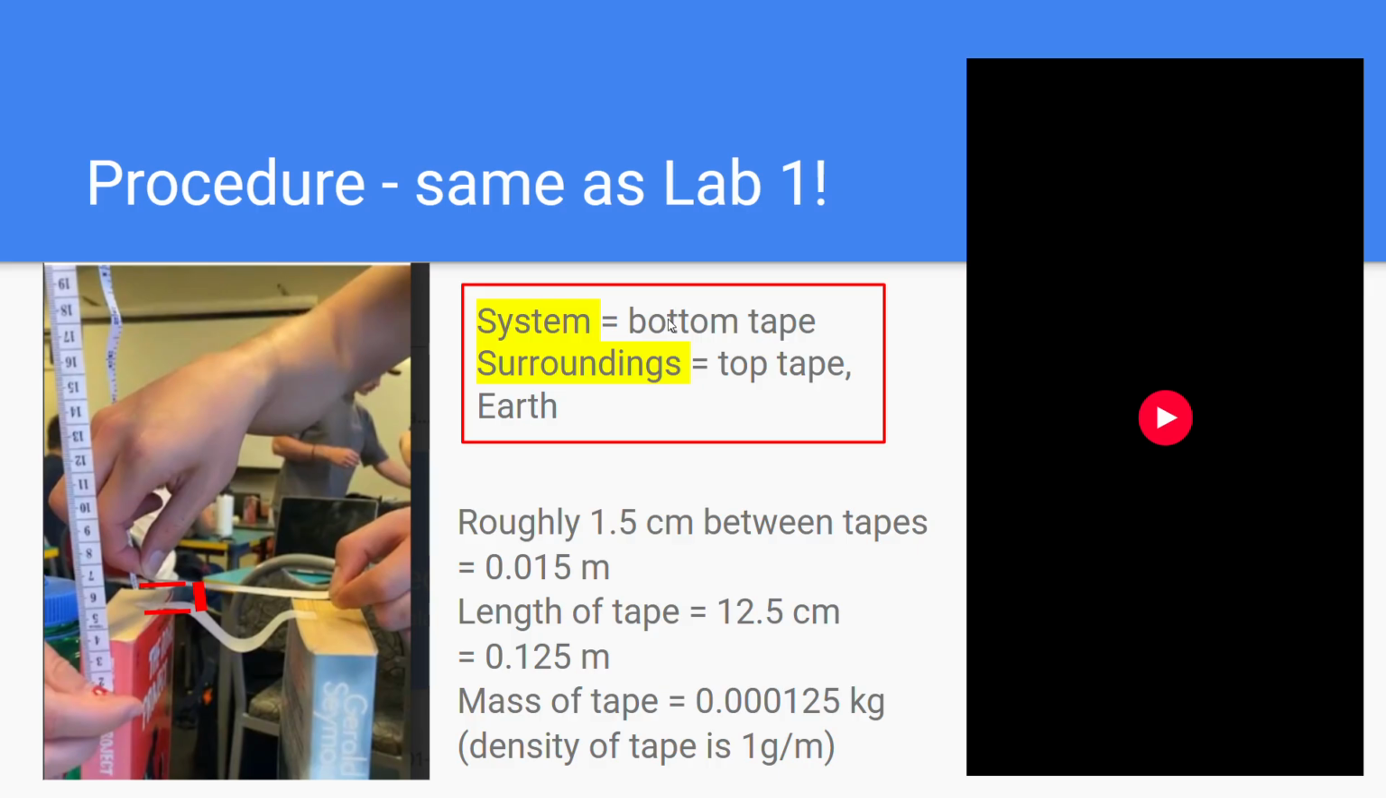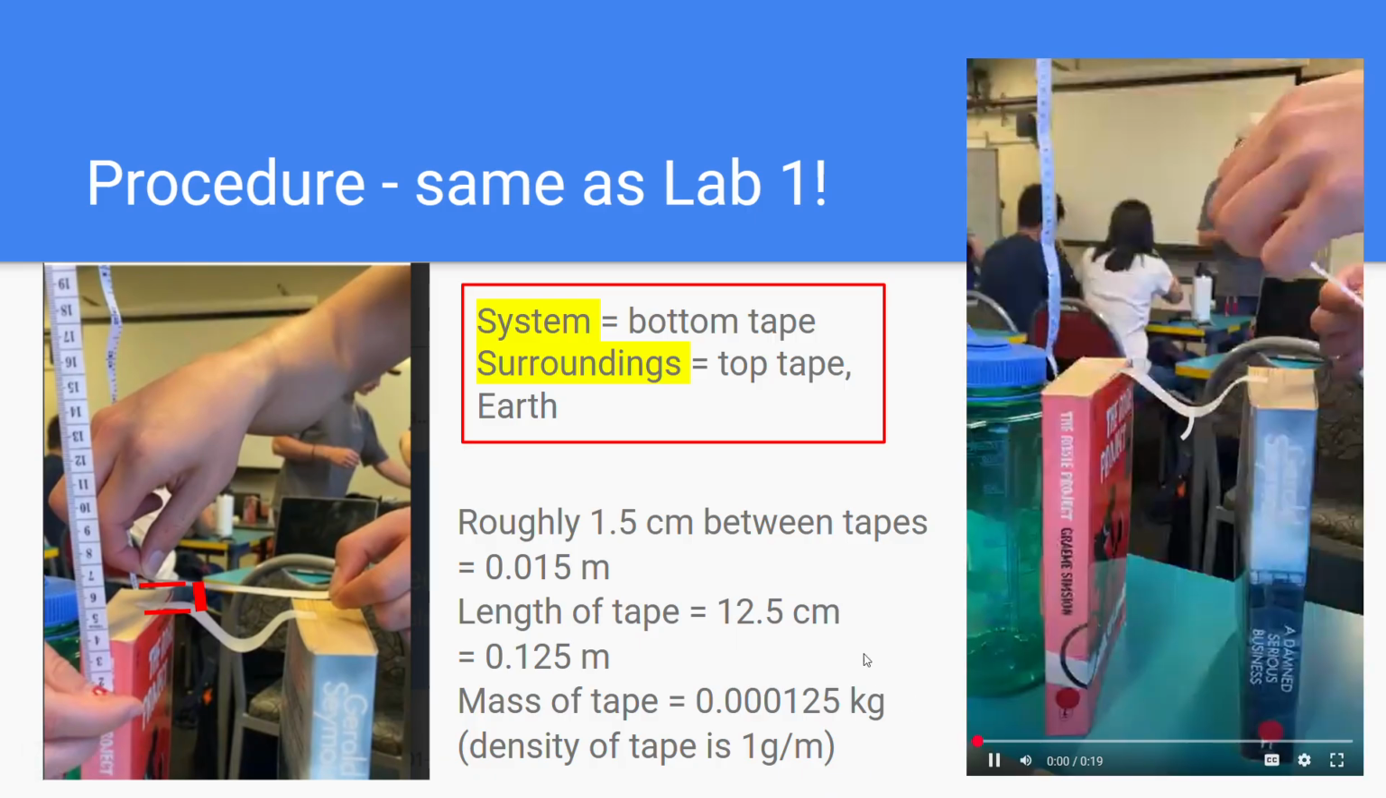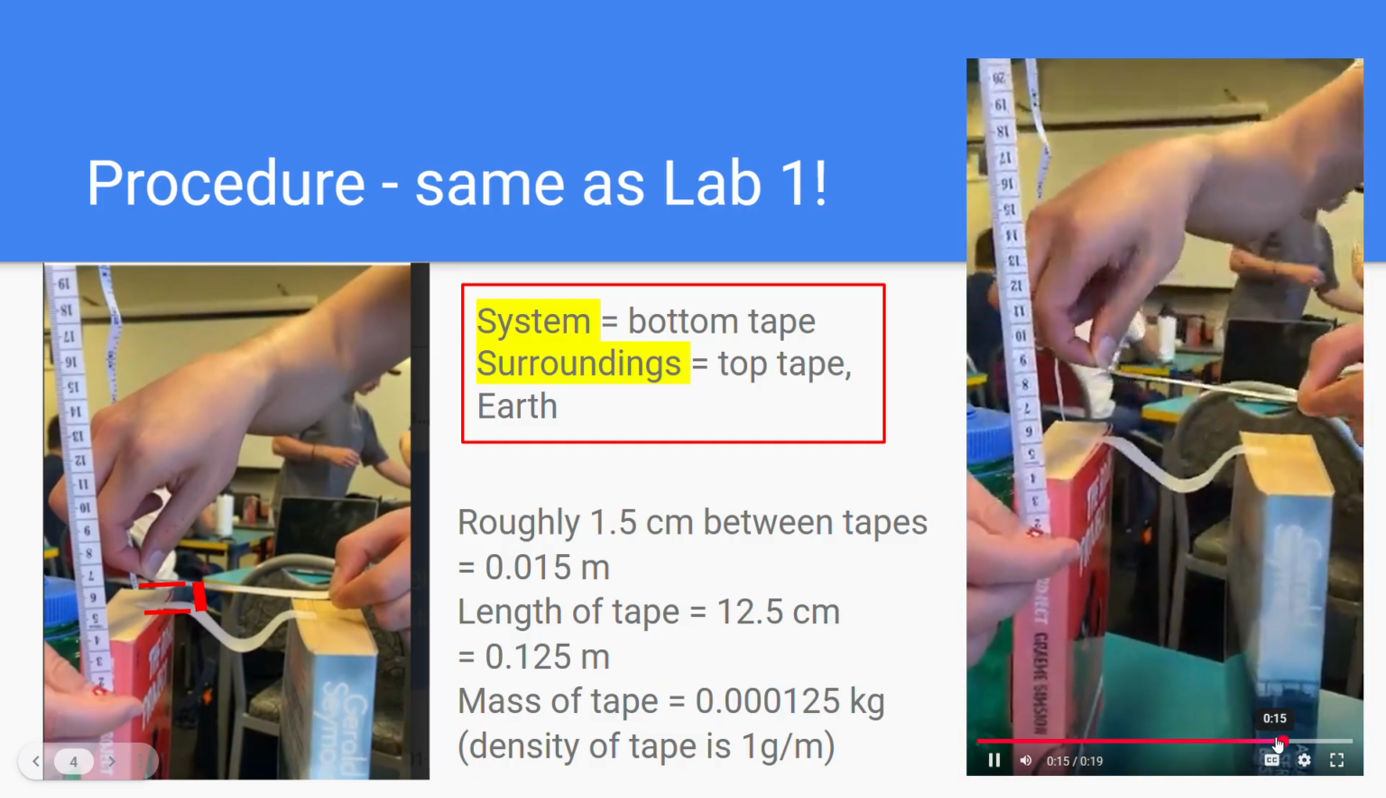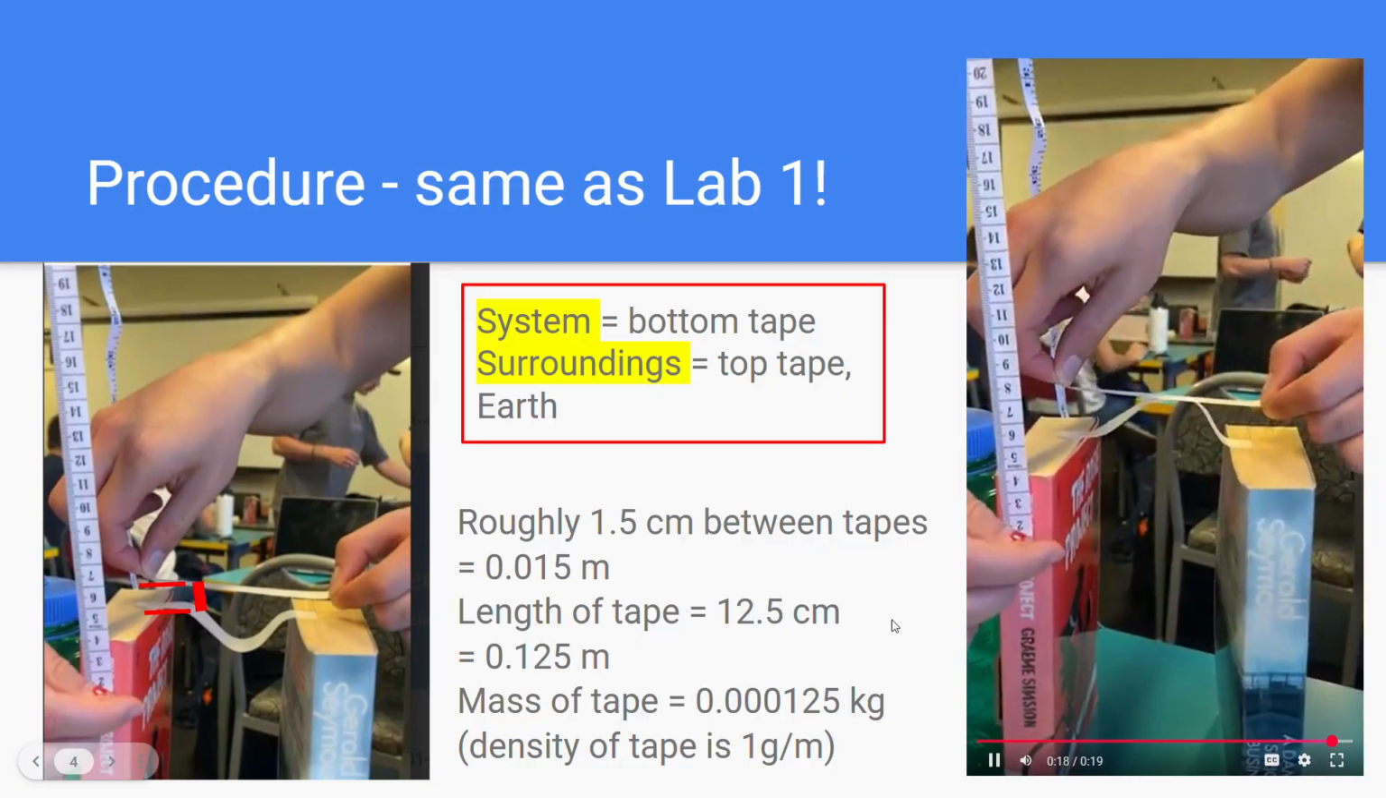So in our setup, the system is the bottom tape and the surroundings are the top tape and the earth. In our experimental data, we found there was roughly 0.015 meters in between the two tapes. This was 1.5 centimeters, and each tape was 12.5 centimeters or 0.125 meters long. And the mass of the tape calculated using the density is equal to 0.000125 kilograms. And this is just a quick video of the tapes levitating at about 1.5 centimeters.